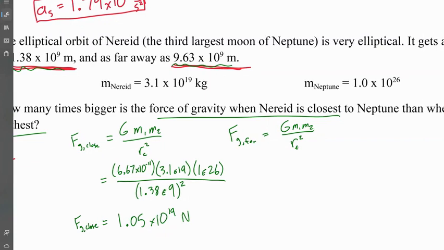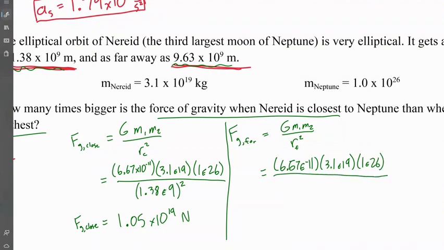What about force of gravity when it is far? Well, we plug in a lot of the exact same stuff. Our constant, G, is still 6.67 times 10 to the -11. The mass of Nereid is still the same, so 3.1 times 10 to the 19. The mass of Neptune is still the same, 1 times 10 to the 26th. Well, only thing that's changed now is how far away it is. Now, when Nereid is at its furthest, they have 9.63 times 10 to the 9th meters between them. Don't forget r squared.